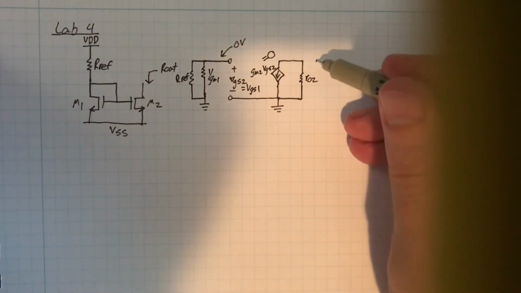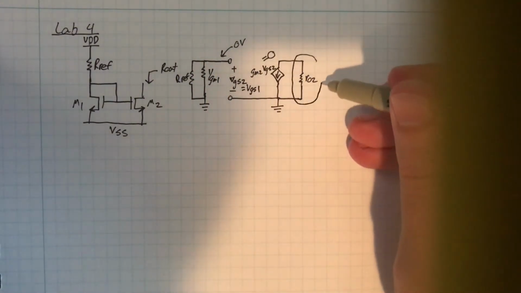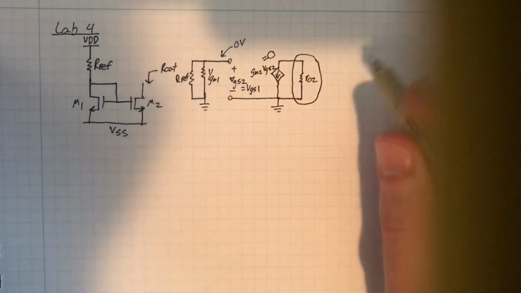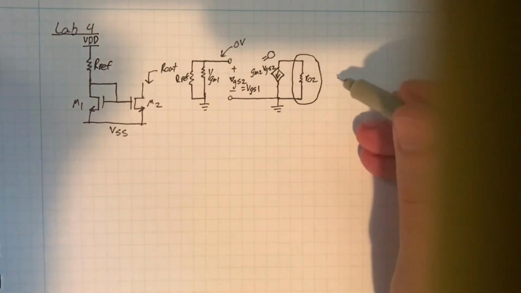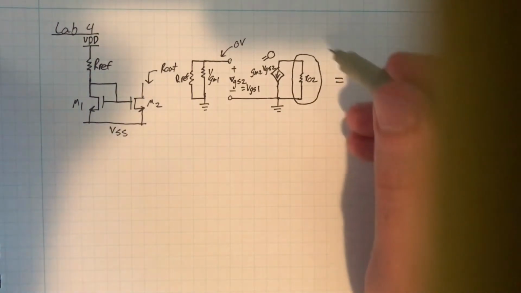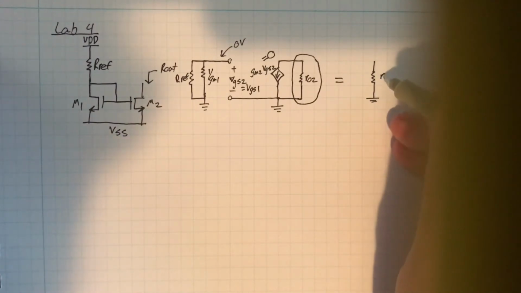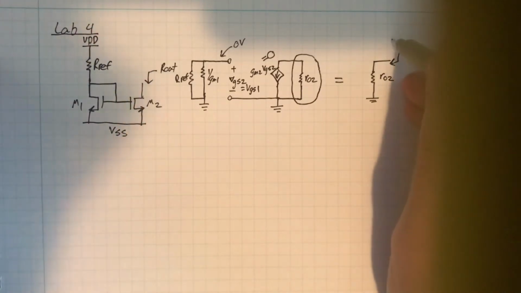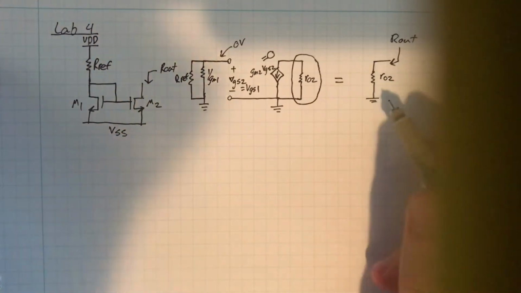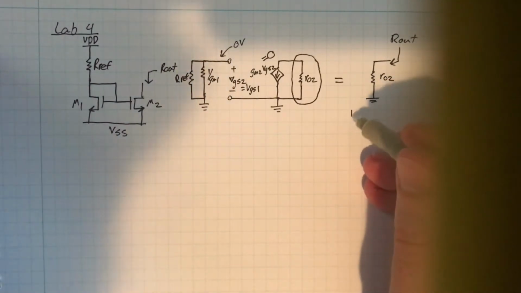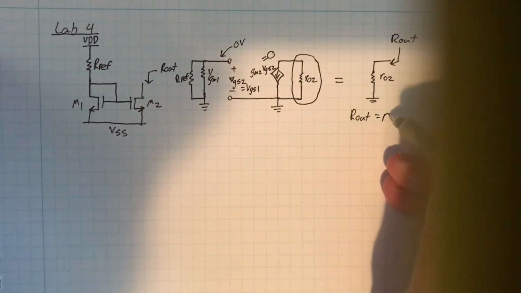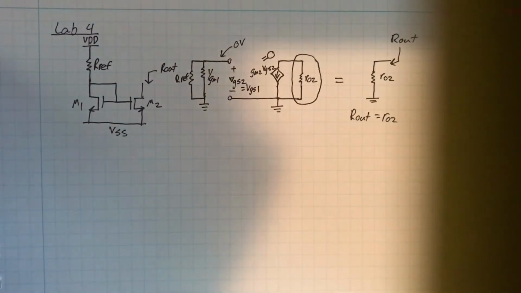And basically all you're left with is just RO2 in this circuit. So you could say this equals just a resistor, RO2. And so Rout is just equal to RO2 in this case. So pretty simple. The Wilson is much more difficult, so I'm not going to go into that here.